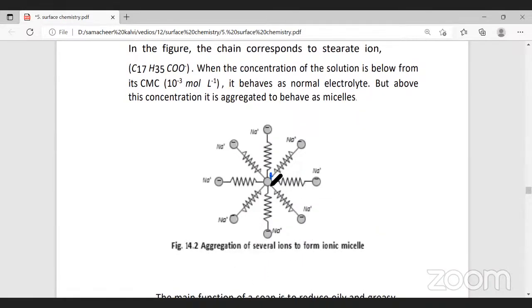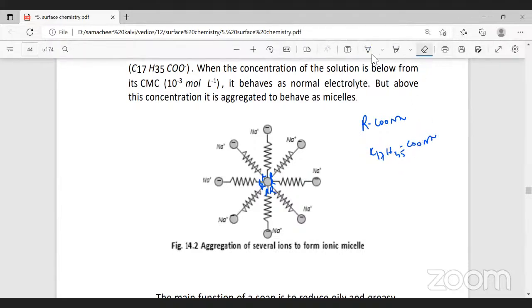These are R groups, all are R groups, C17H35. Assume that this is the R group. If we take sodium stearate, C17H35COONa, you will have COO minus and you will have Na plus. This Na plus part will be lyophilic; it will have affinity towards water. This R group is lyophobic; it will not have affinity towards water. Hydrophobic or hydrophilic, you can write.